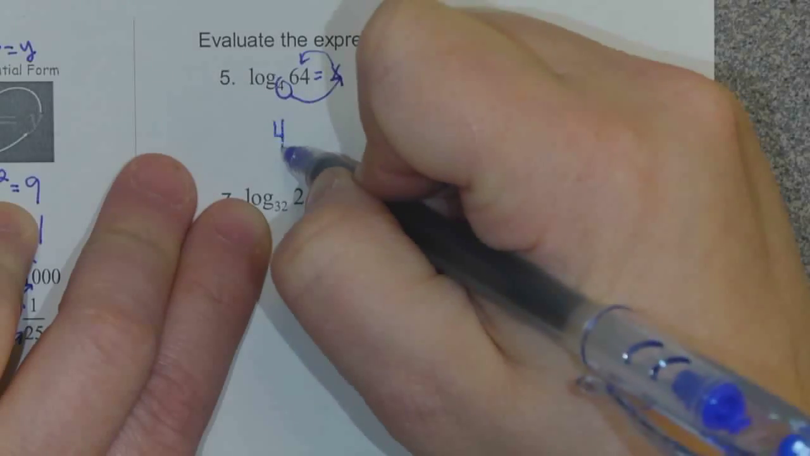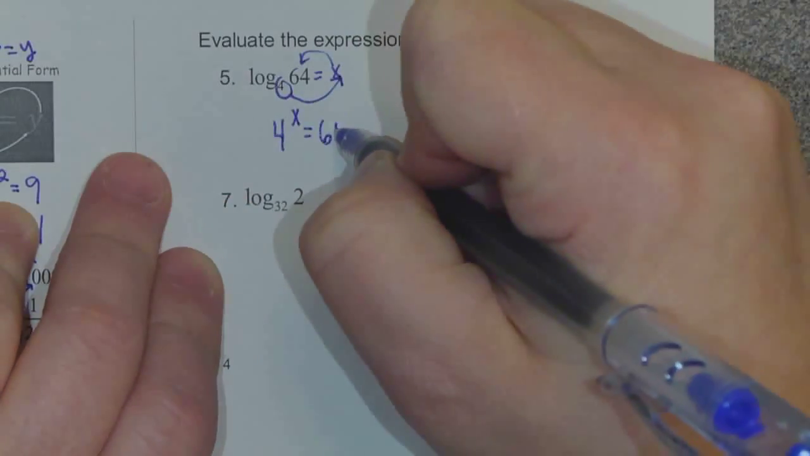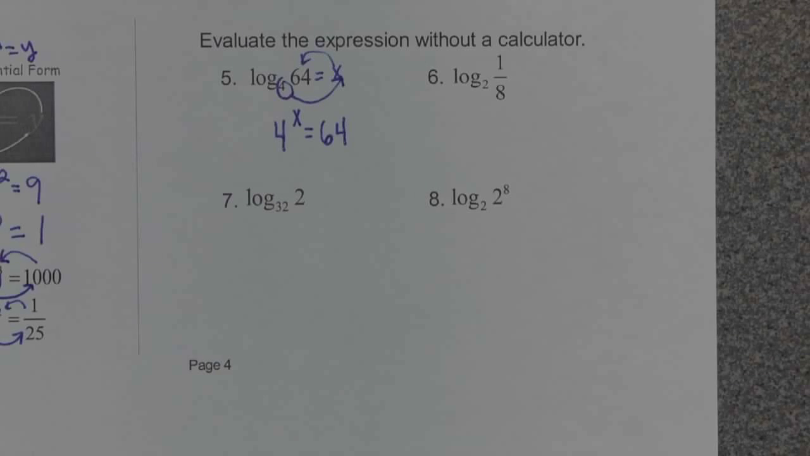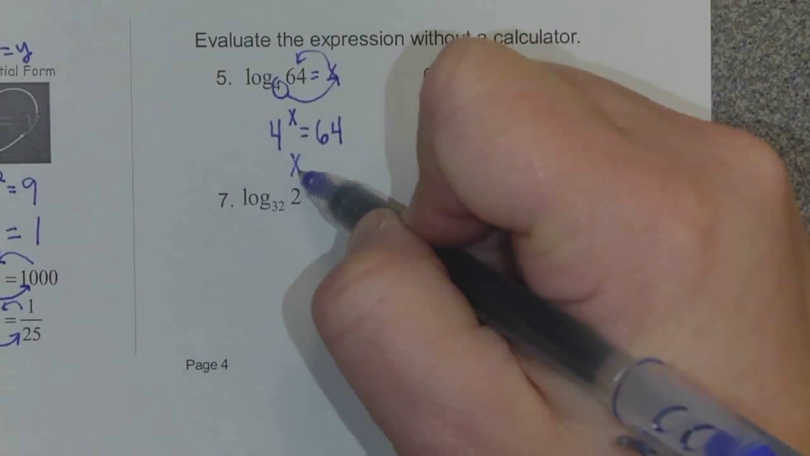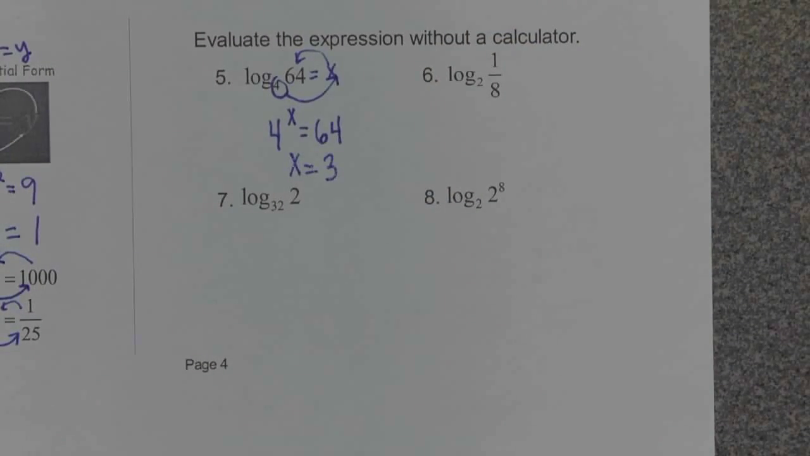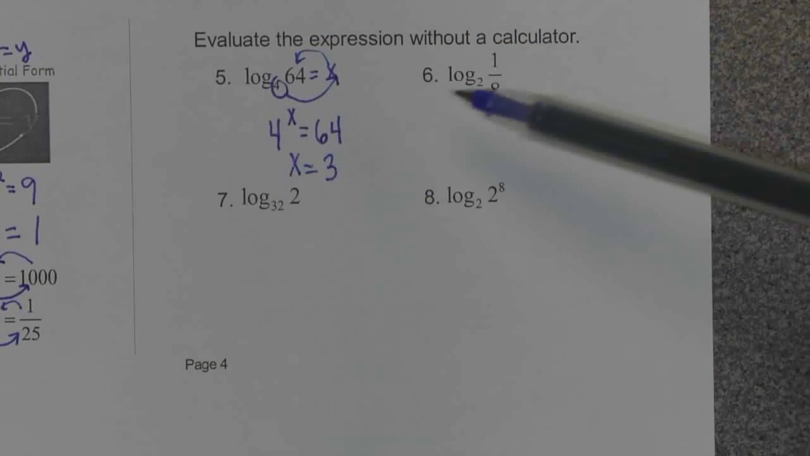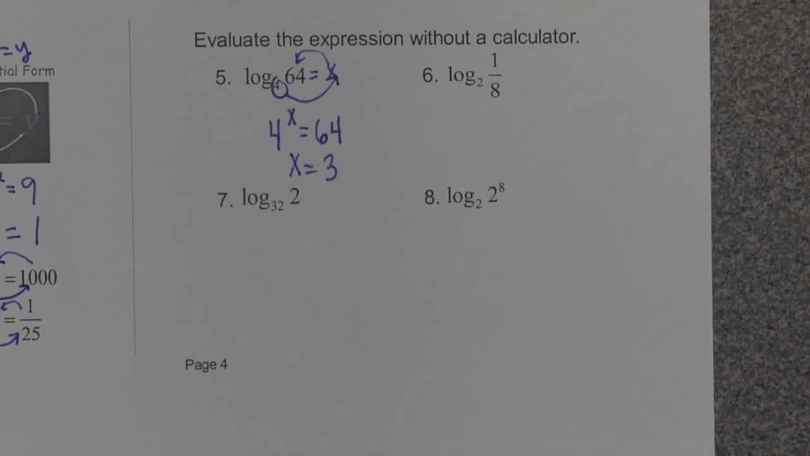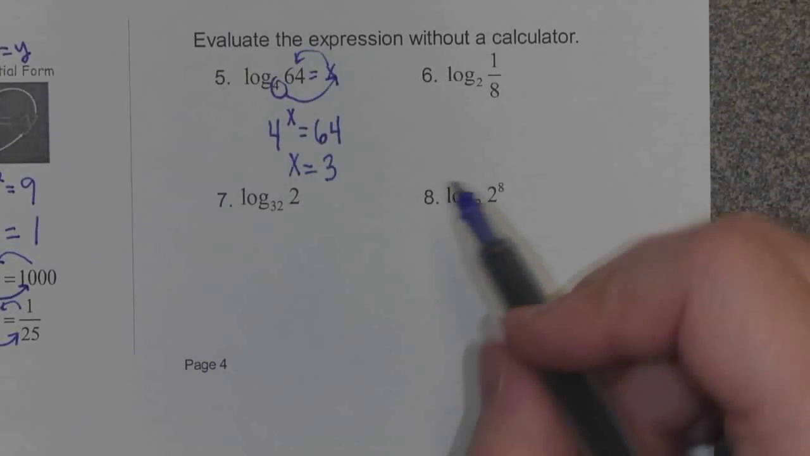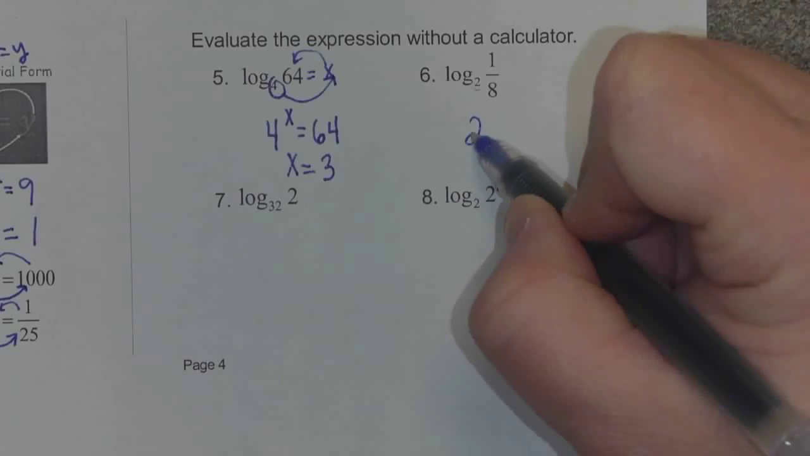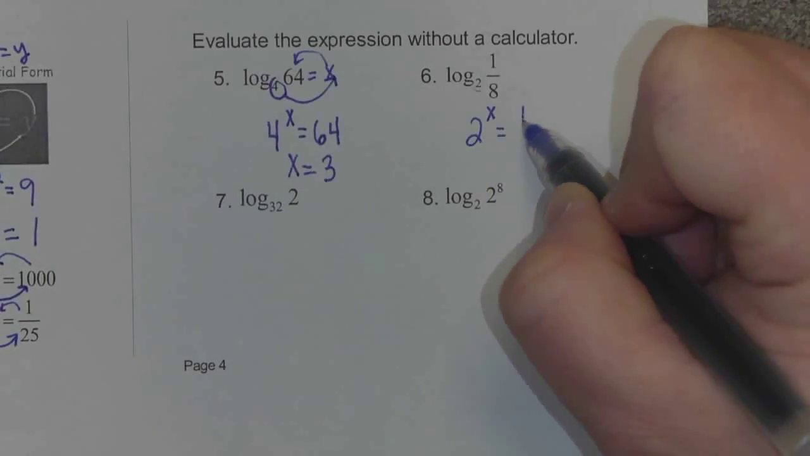So we would write 4 to the x power equals 64. And you really just have to find the power that we would raise 4 to get 64 for your answer. So what power do we raise 4 to get 64? 3, yeah, it's 3, because 4 times 4 times 4 is 64. So your answer would be 3. I like to just set them equal to a variable, so when I think about my circle, I can remember what I'm doing here. So this is going to be 2 to some power equals 1/8.